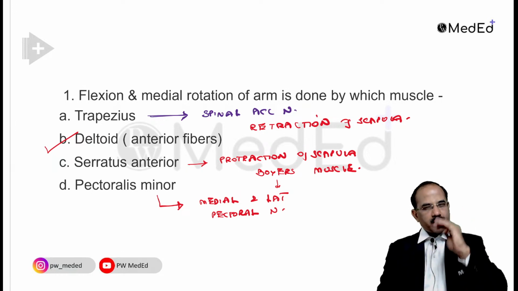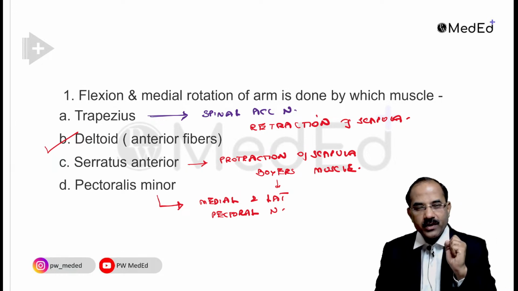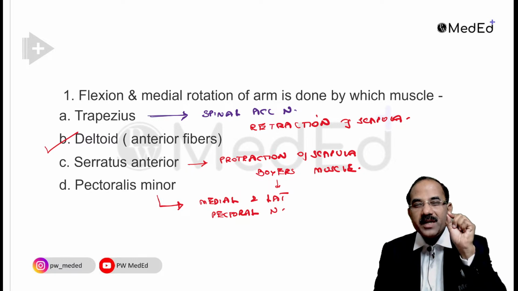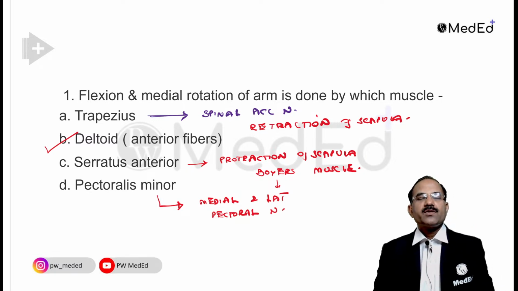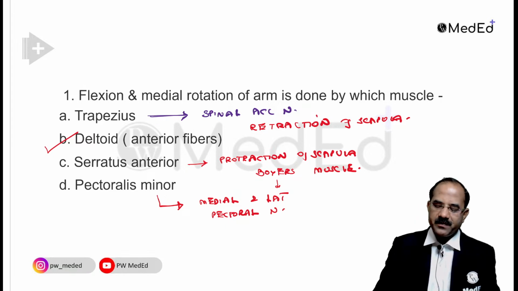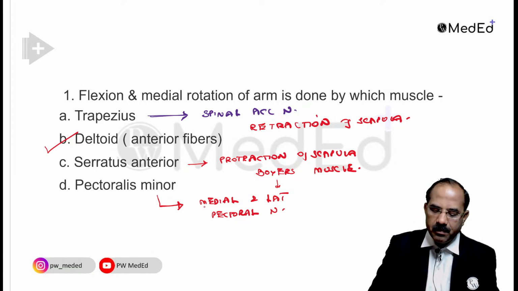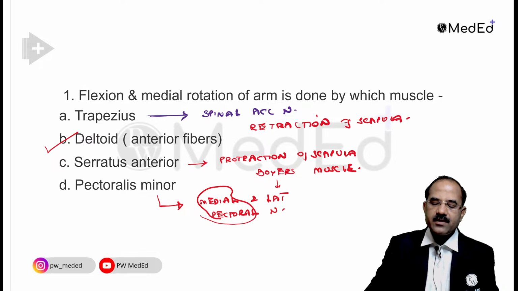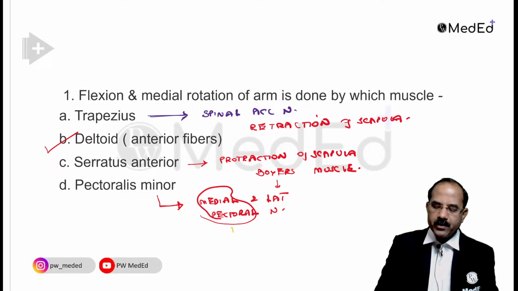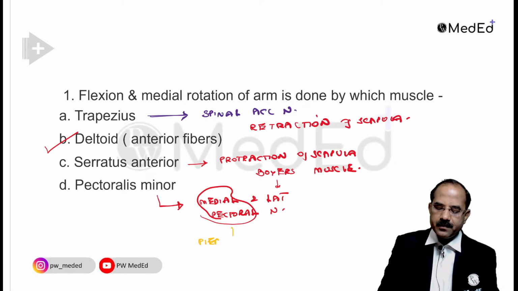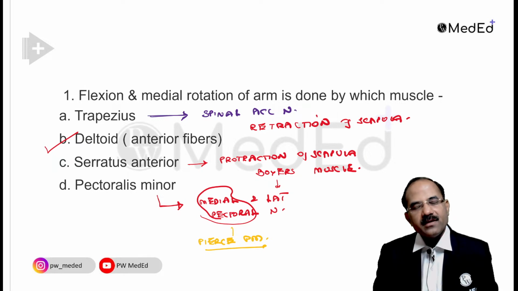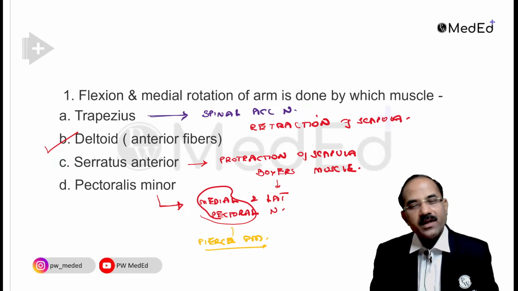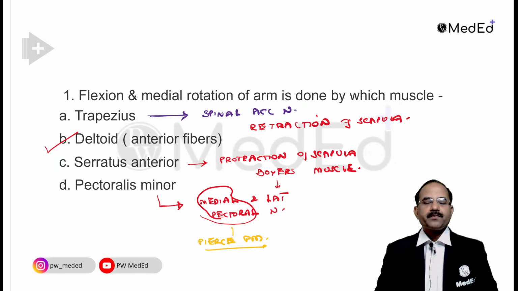Right? And out of these two, medial and lateral pectoral nerve, which nerve is going to pierce the pectoralis minor? Any guesses, students? That's the medial pectoral nerve. Remember this, that's a very important MCQ. The medial pectoral nerve is going to pierce the pectoralis minor. Okay. So the nerve piercing the pectoralis minor is the medial pectoral nerve. Remember this.